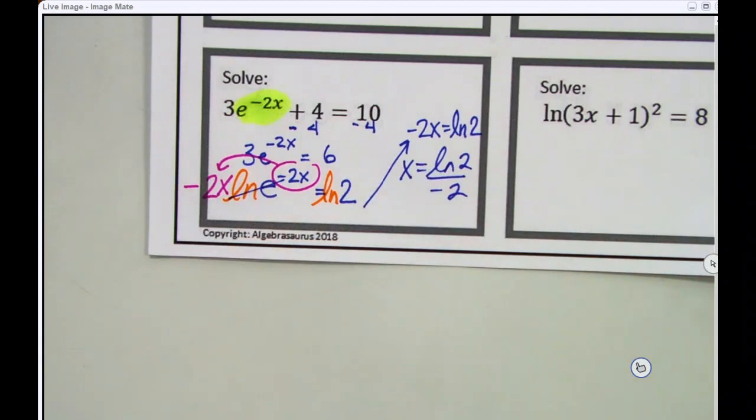Now you guys are used to this because we did it. If they ask for the exact answer, that's what you would type in. If they say, give us the answer rounded to the nearest hundredth, what are you going to do? Type it in your calculator and hit enter, right?